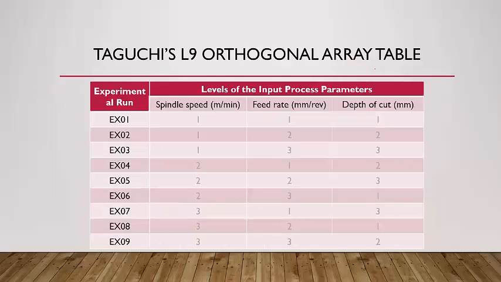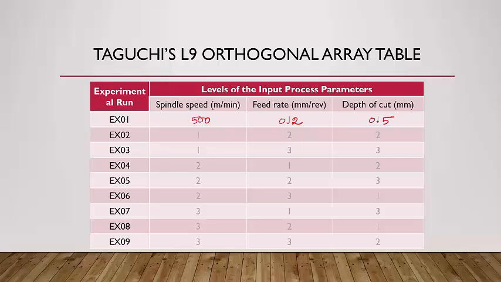In case of the Taguchi method, following the L9 orthogonal array table, the experimental combinations are: experiment number 1, spindle speed at its first considered level, that is 500 meter per minute, then feed rate at its first level, that is 0.2 millimeter per revolution, and depth of cut at its first level, that is 0.5 millimeter.